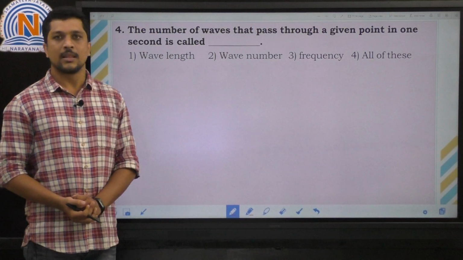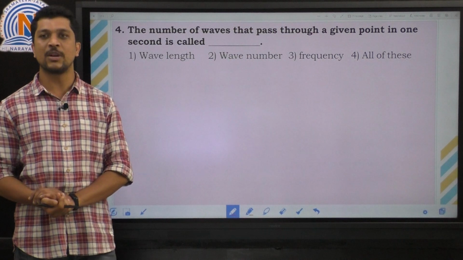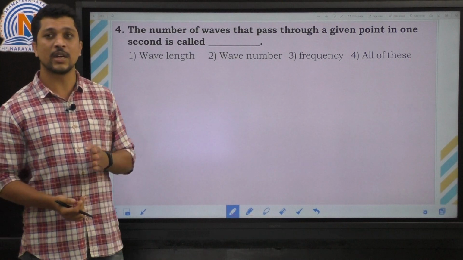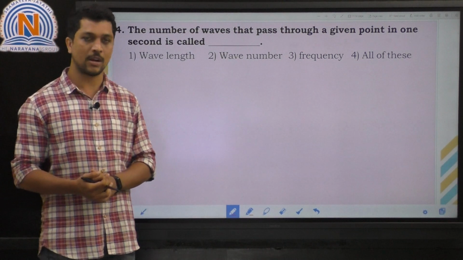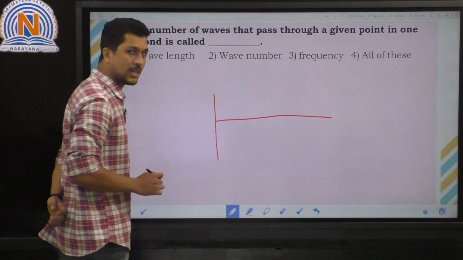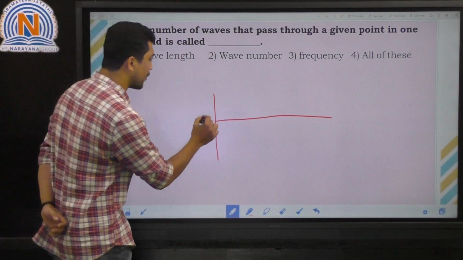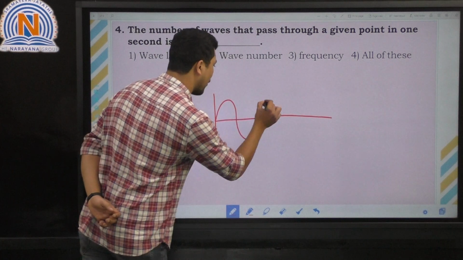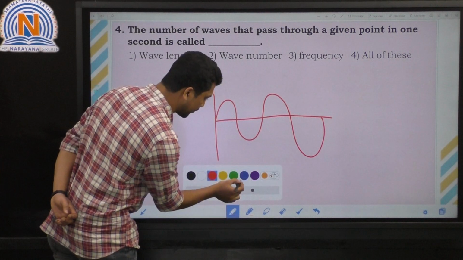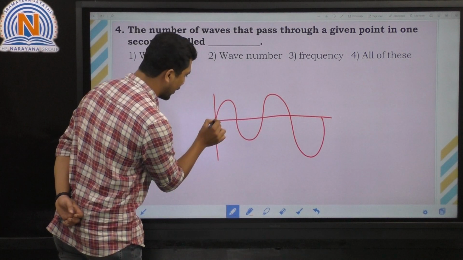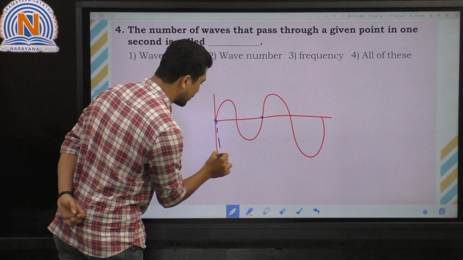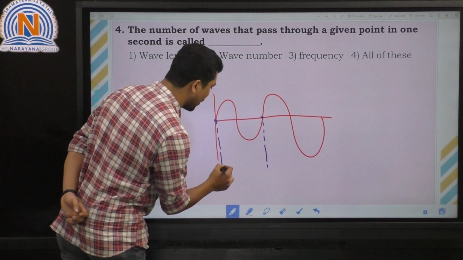Here the question: the number of waves that pass through a given point in 1 second is called. For example, see this diagram, this is the path of the light. Generally light moves in the form of a wave. So this is the wave. If a wave starts from this point and goes to this point, this is one cycle.